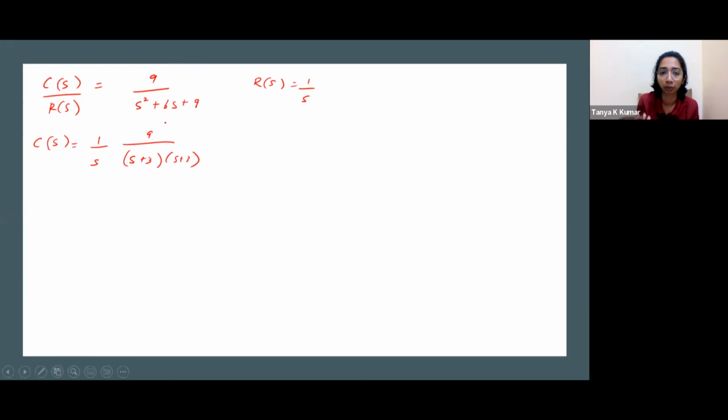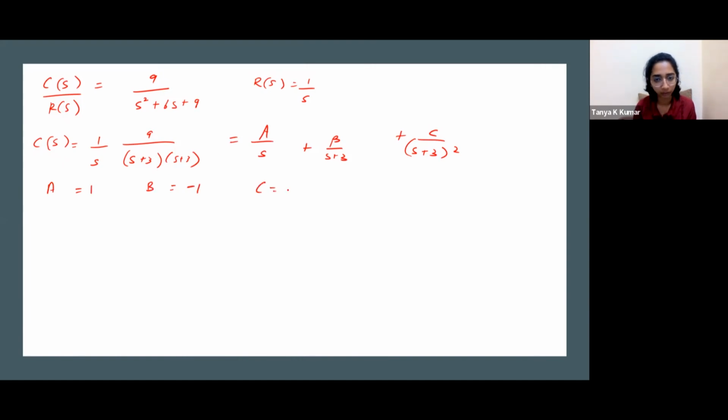So you can factorize it. So when your damping ratio is 1, you have repeated roots. So in this case, the repeated roots are -3 and -3 that I had discussed earlier. So when your damping ratio is 1, critically damped, you have repeated negative roots. Okay. So now we take partial fractions. That is A by S plus B by S plus 3 plus C by S plus 3 square. Again, when you solve it, you get A equal to 1, B equal to -1, and C equal to -3. Now, when you apply inverse Laplace transform, you get C of t.